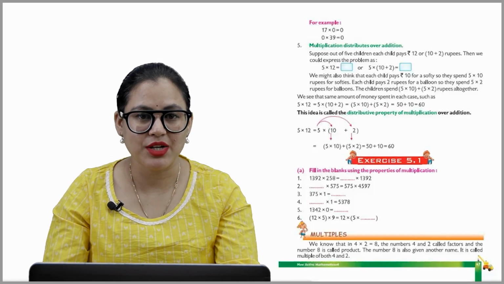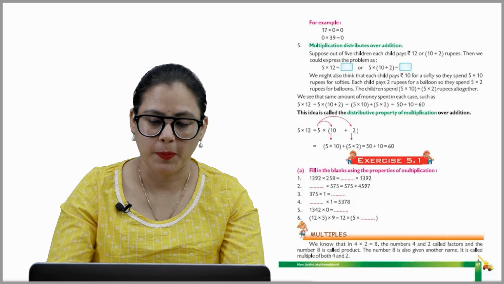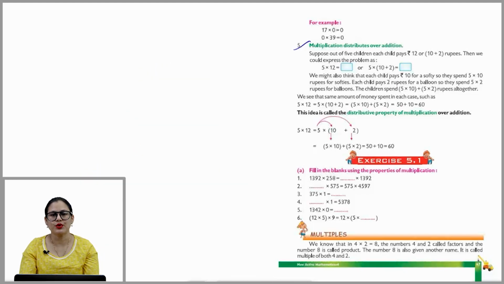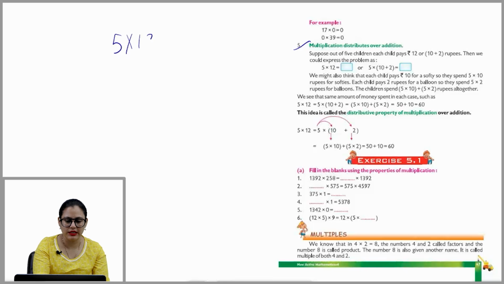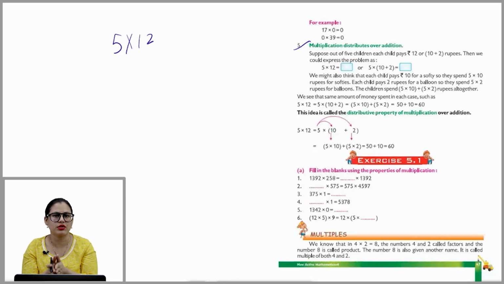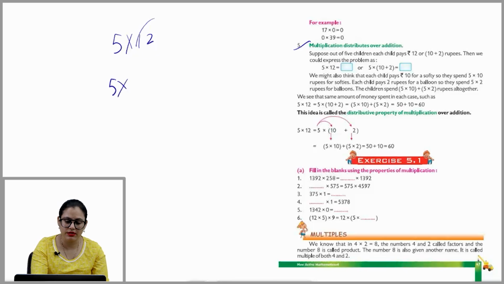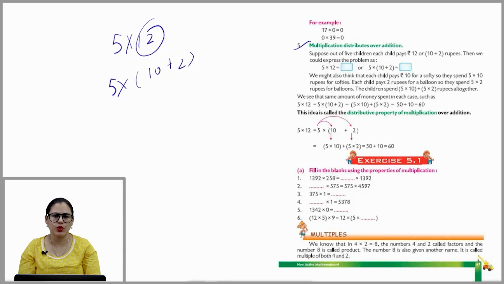Number 5, multiplication distributes over addition. Suppose out of 5 children, each child pays 12, or 10 plus 2 rupees. Then we could express the problem as 5 children pay 12 rupees each. So we can write this as 5 into, and we can expand this, 10 plus 2. We might also think that each child pays 10 rupees for a softy, so they spend 5 into 10 rupees for softies. Each child pays 2 rupees for a balloon, so they spend 5 into 2 rupees for the balloons.